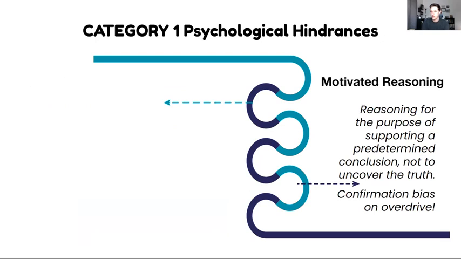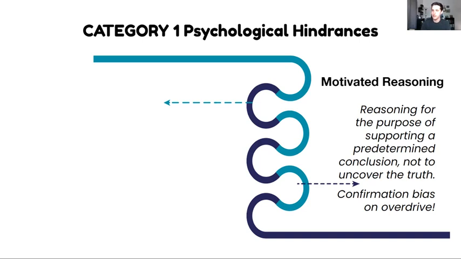Motivated reasoning is mentioned in the text. This is reasoning for the purpose of supporting a predetermined conclusion, not to uncover the truth. This would be an example of what I would call confirmation bias on overdrive. So if I've already made up my mind that I'm going to do X, then I'm going to do everything in my power to try to convince other people that X should occur, when there might be stronger reasons against what I'm trying to accomplish, and I don't consider those.